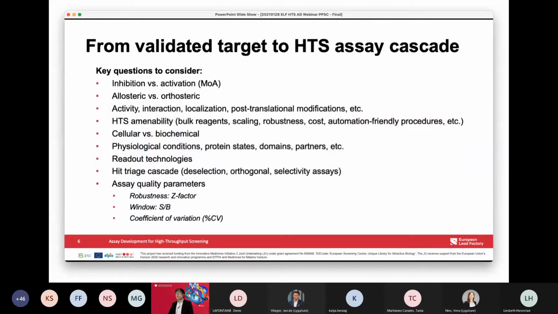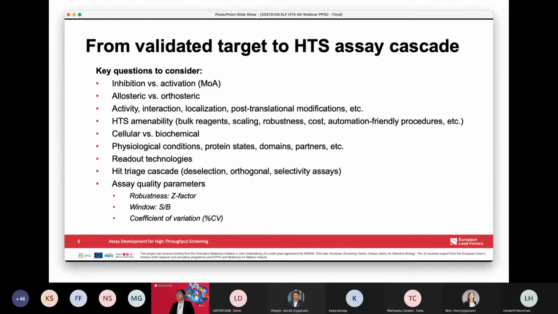There are key questions to consider before putting an effort in setting up your assays. These questions are as the following. Are we trying to inhibit or activate the target? What types of hits are we looking for? Allosteric hits or orthosteric compounds? What function of a target are we trying to modulate?